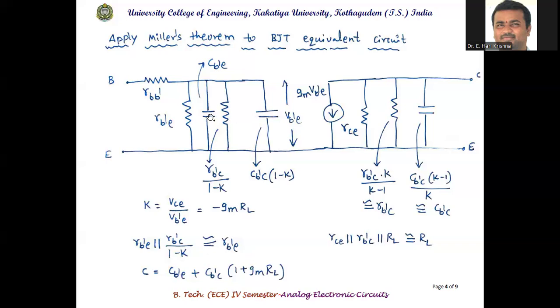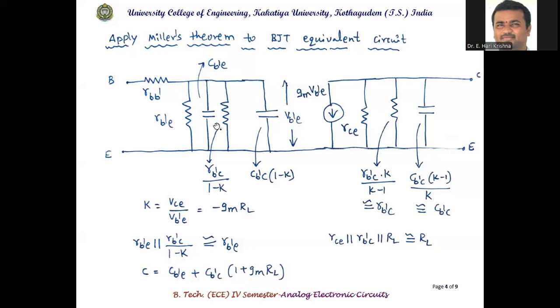And this parallel capacitance is added: CB'E plus CB'C into (1 minus K). The K value here is minus gm RL, so we substitute here 1 plus gm RL. So C is equal to CB'E plus CB'C into (1 plus gm RL).